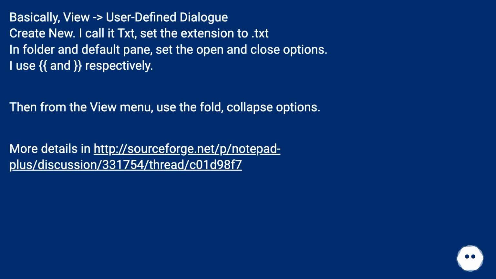Basically, view the user-defined dialog. Create new. I call it text, set the extension to .text. In the folder and default pane, set the open and close options. I use them respectively. Then from the view menu, use the fold, collapse options. More details in this URL.